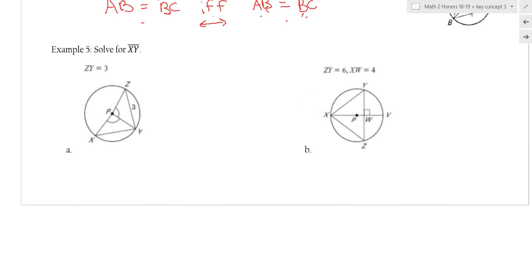Solve for x, y. Okay, well, my angles are congruent. This is 3, so this is 3. Done. Easy enough.